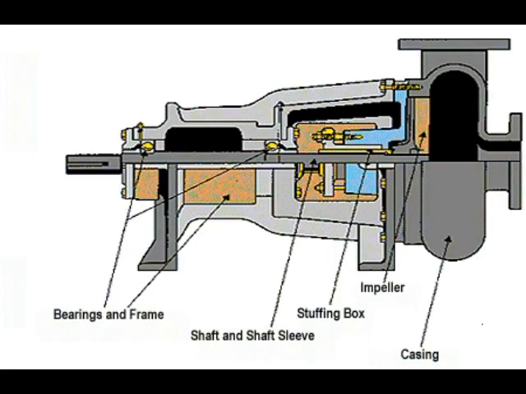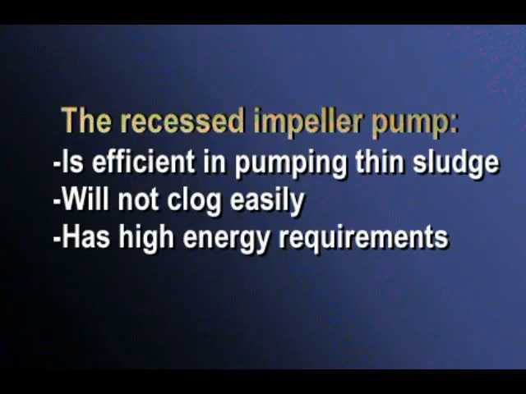This diagram illustrates a recessed impeller. In this case, the impeller is recessed or contained in a special enclosure. As seen, the recessed impeller will allow larger solids to pass through the pump without even touching the impeller. The recessed impeller pump is suitable in pumping thin sludge and will not clog easily, but the energy requirements of the recessed impeller pump are higher than for other types of centrifugal pumps.